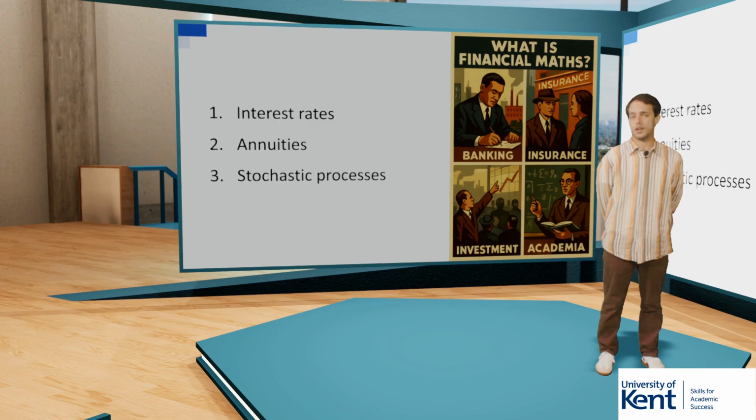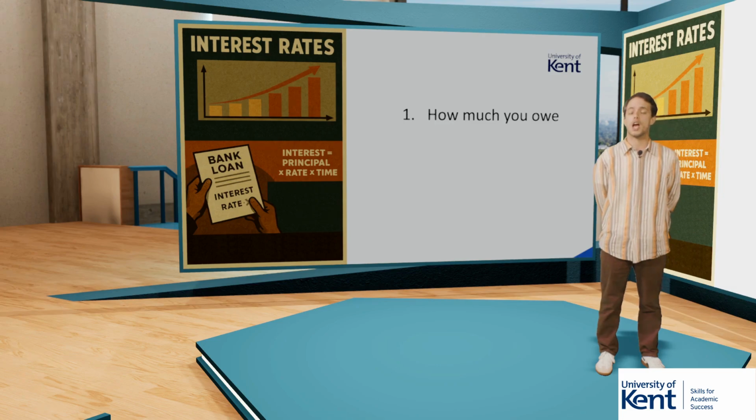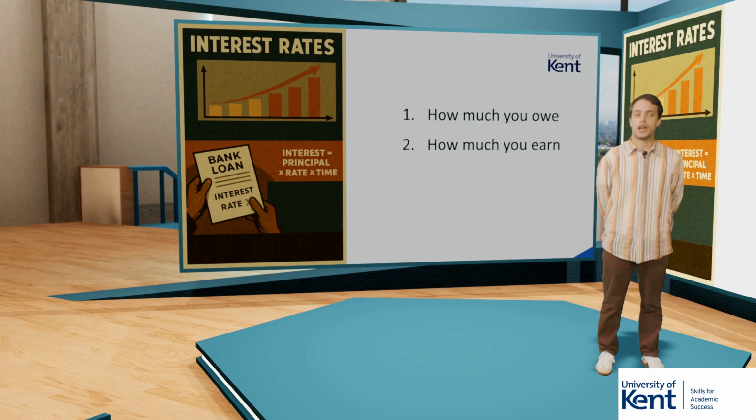So let's start with interest rates. Interest rates are most commonly found in two scenarios. First is the way it alters the amount you may owe on any debt, and second is the amount that you may earn on any savings. If interest rates are high, you can earn more on any savings, but may also have to pay more on any loans, such as a personal loan or mortgage.